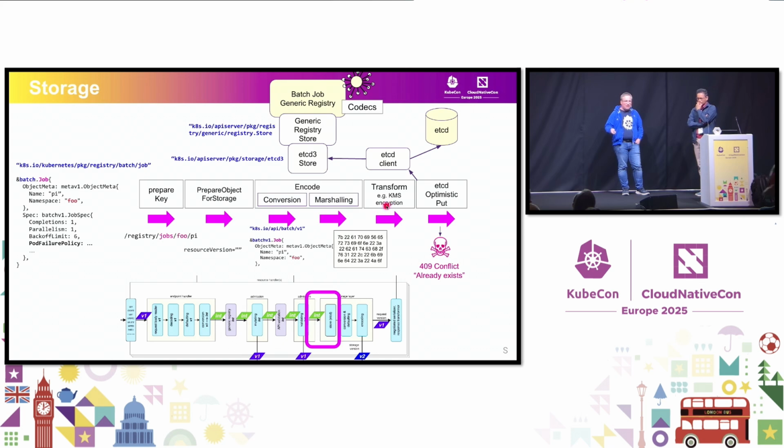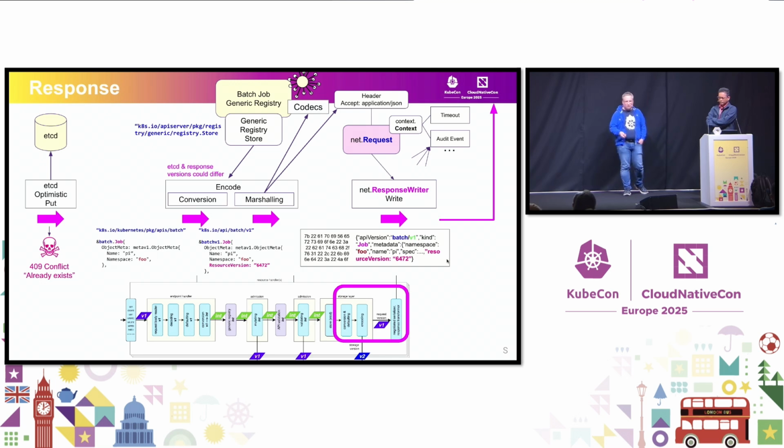KMS encryption is the last step, a binary transformation. So if you want to encrypt, this happens here. And then the etcd client is called with an optimistic put. And optimistic means everything we have done before, like all the 20 minutes before, they were optimistic. Like we hope that the put will succeed. And as you know, when you create, you might get an already exists error, and this is an error the etcd client returns when the key already exists. And if it exists, it's translated into this 409 error and returned to the client.